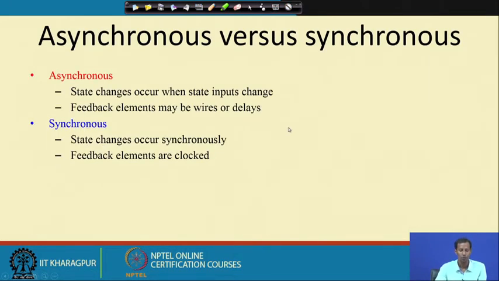Then what is synchronous design and what is asynchronous design? In an asynchronous circuit, the state change occurs when the state input changes. The feedback elements may be wires or delays. But in a synchronous circuit, the state change occurs synchronously. Feedback elements are all clocked.